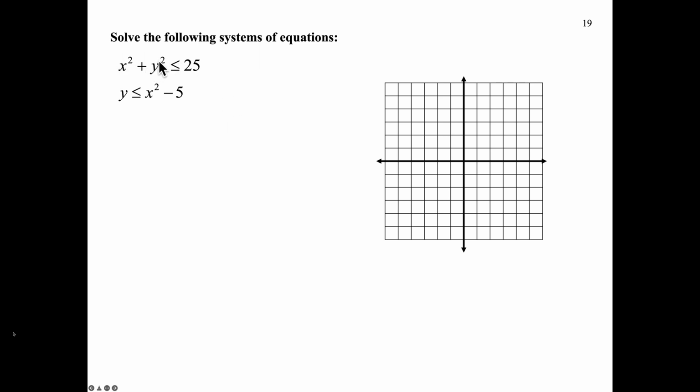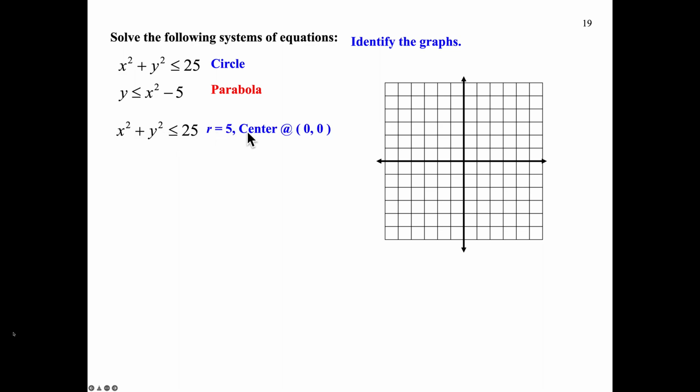X squared plus y squared less than or equal to 25. That's a circle. Y less than or equal to x squared minus 5. We have a parabola. All right, let's look at the circle. Treat it just like you've done in the past. It's like it's an equal sign. We have our center is at the origin, and our radius is 5.